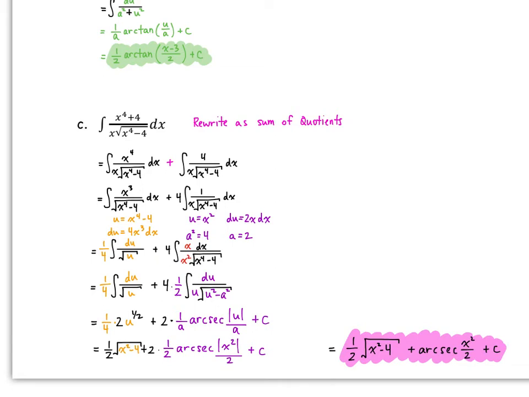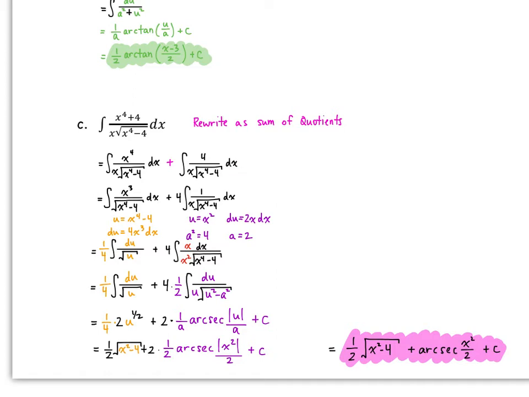This next example is a bit more complicated because we have multiple terms in our numerator that we're adding together, and we have a product of functions in the denominator. So what we can do is rewrite this numerator so it's a sum of two quotients. So we're just going to break up that numerator. So we have the integral of x to the fourth over the denominator, dx, plus the integral of the other portion of our numerator, 4 over x times the square root of x to the fourth minus 4 dx.